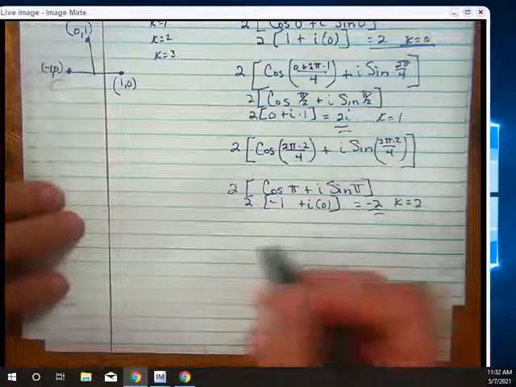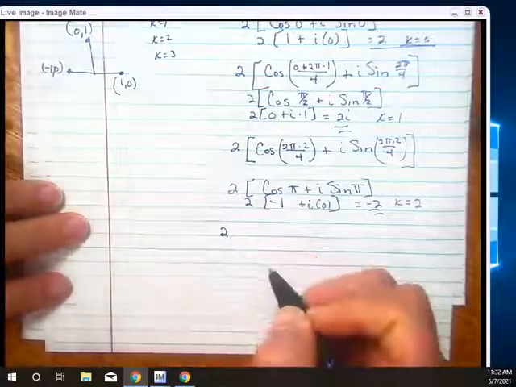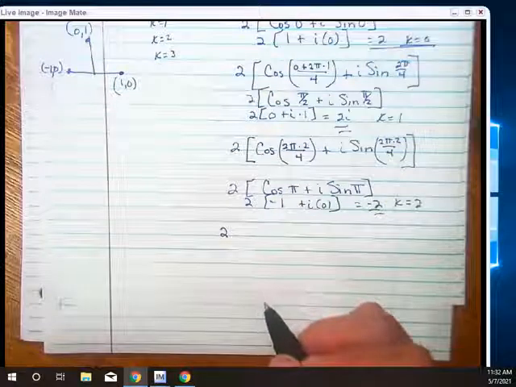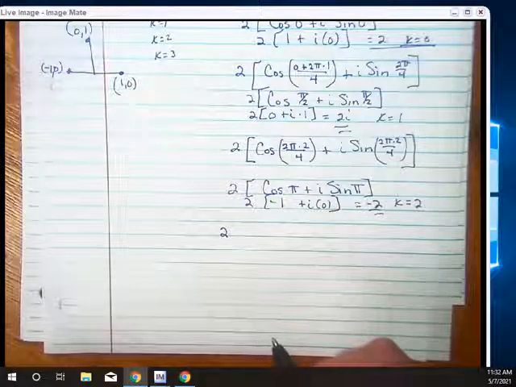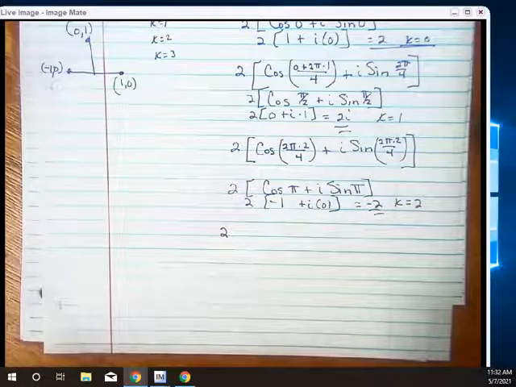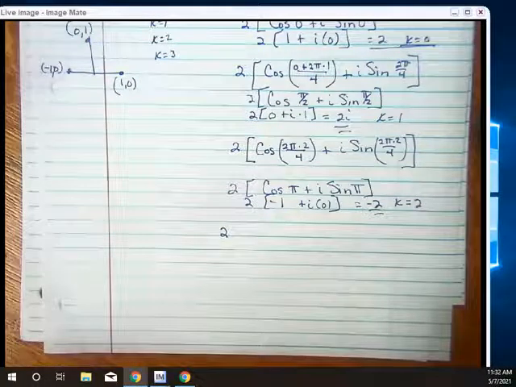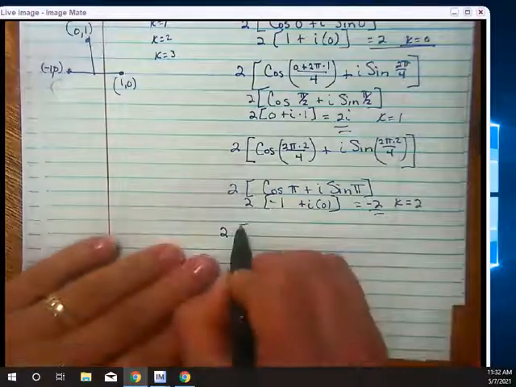Question. If it was x to the 5th power, would I be doing 0, 1, 2, 3, 4? X to the 6th? You're going to start with 0 and you're always going to go to 1 less than the power. Got it. The n minus 1.